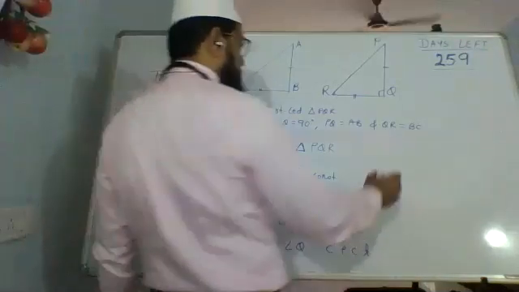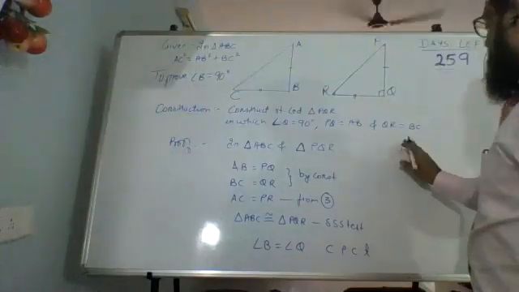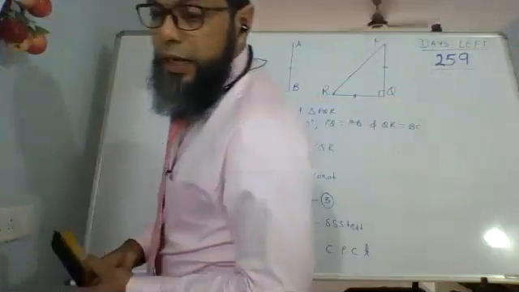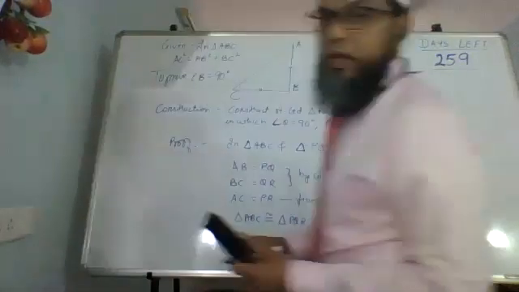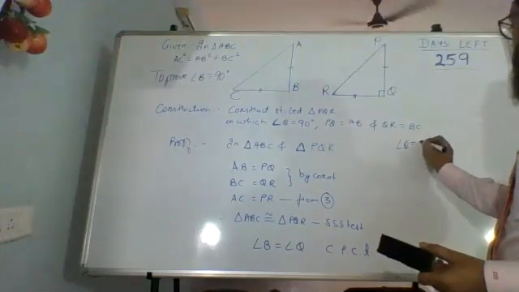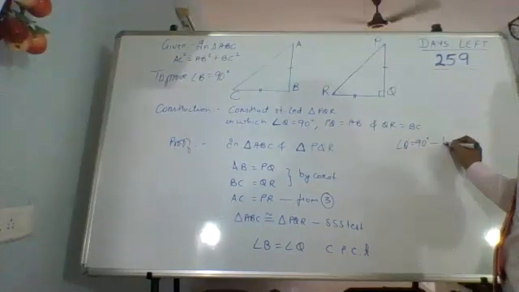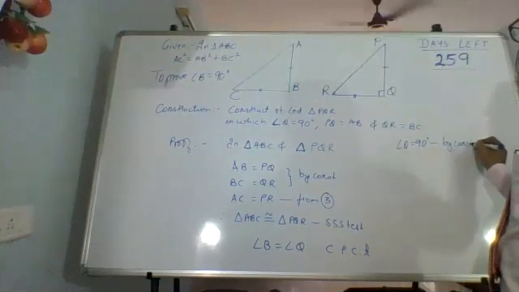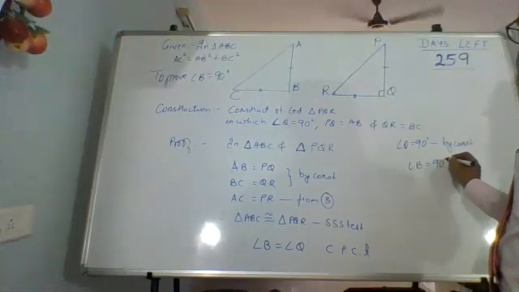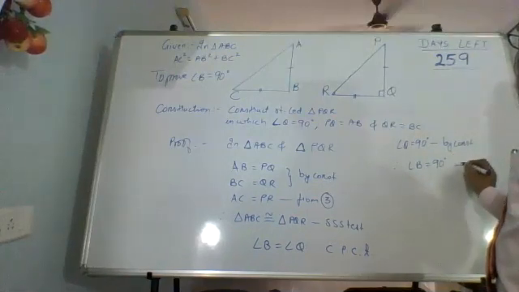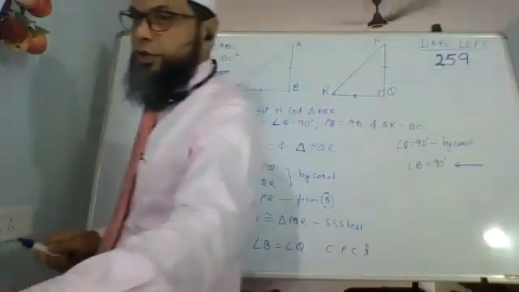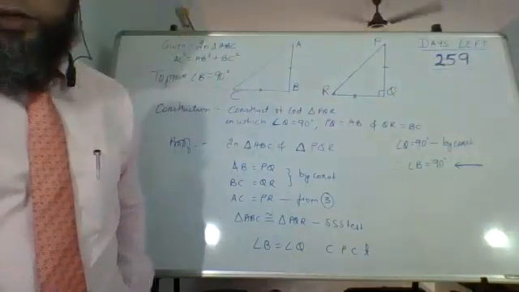Okay. Therefore, angle B is equal to 90 degrees. We know angle Q equals 90 degrees by construction. Therefore, angle B also equals 90 degrees. This is what we have to prove. Therefore, angle B is equal to 90 degrees. This we had to prove.